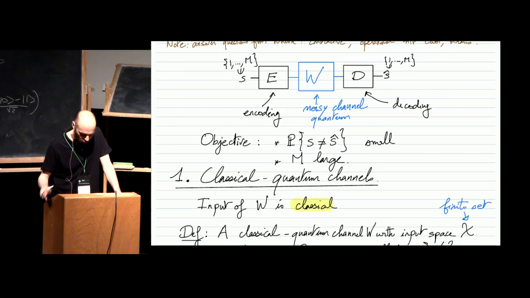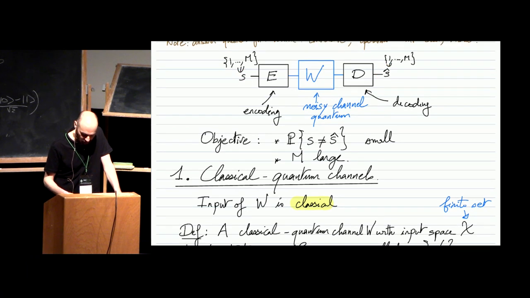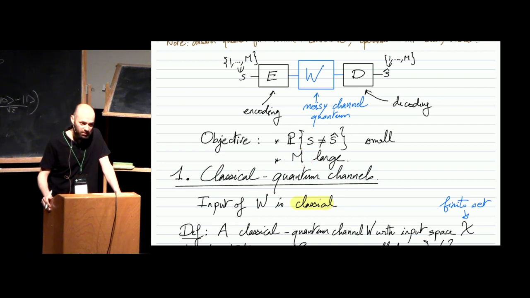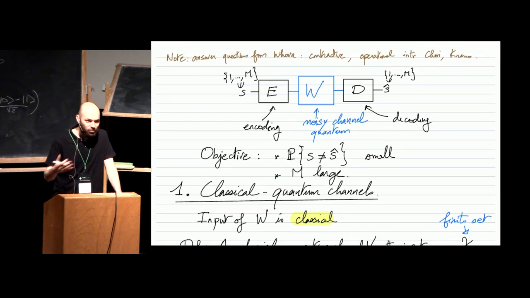And so our objective here is to understand the trade-off between the probability of error, the probability that the recovered message is not the same as the message I sent, and the number of messages I can transmit. Of course, for example, if M is 1, then this is trivial to do, and so I would like to make M as large as possible while keeping the error probability small. So my objective here is to understand the trade-off between these two.